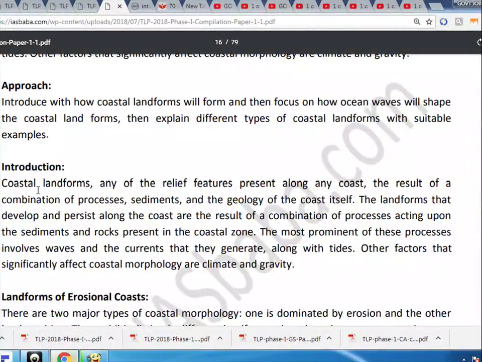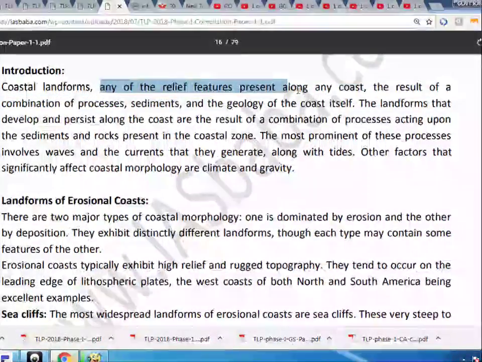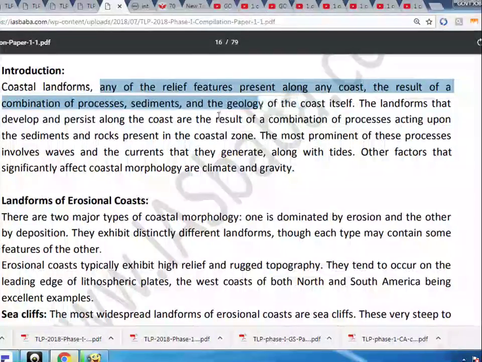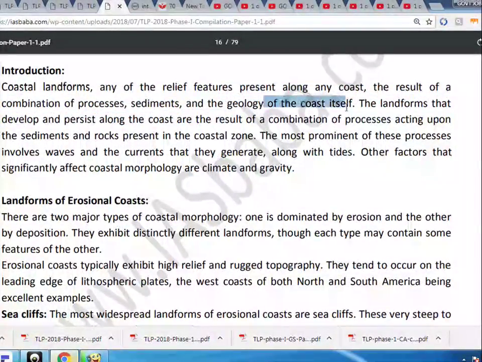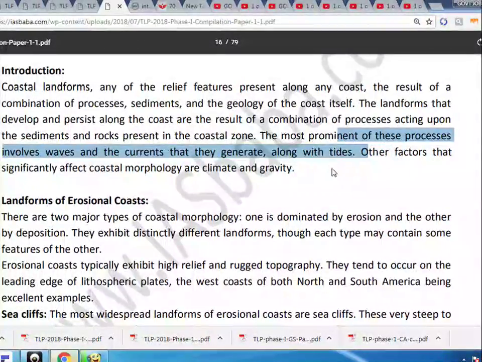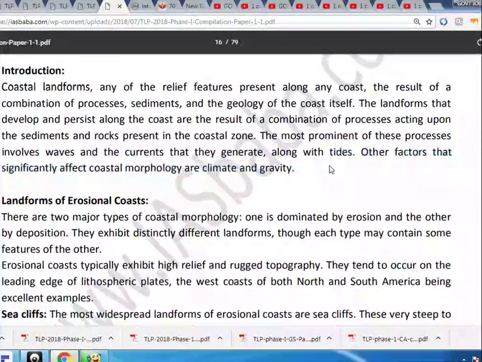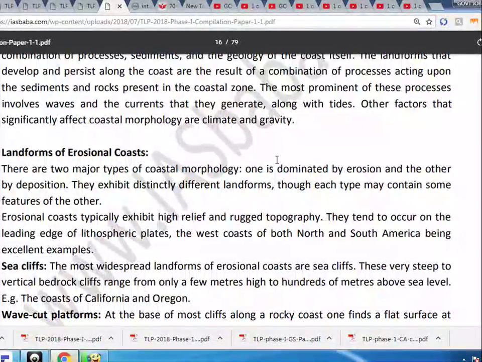Introduction: coastal landforms are any of the relief features present along any coast, the result of a combination of processes, sediments, and the geology of the coast itself. The landforms that develop and persist along the coast are the result of a combination of processes acting upon the sediments and rocks present in the coastal zone. The most prominent of these processes involves waves and the currents that they generate, along with tides. Other factors that significantly affect coastal morphology are climate and gravity.